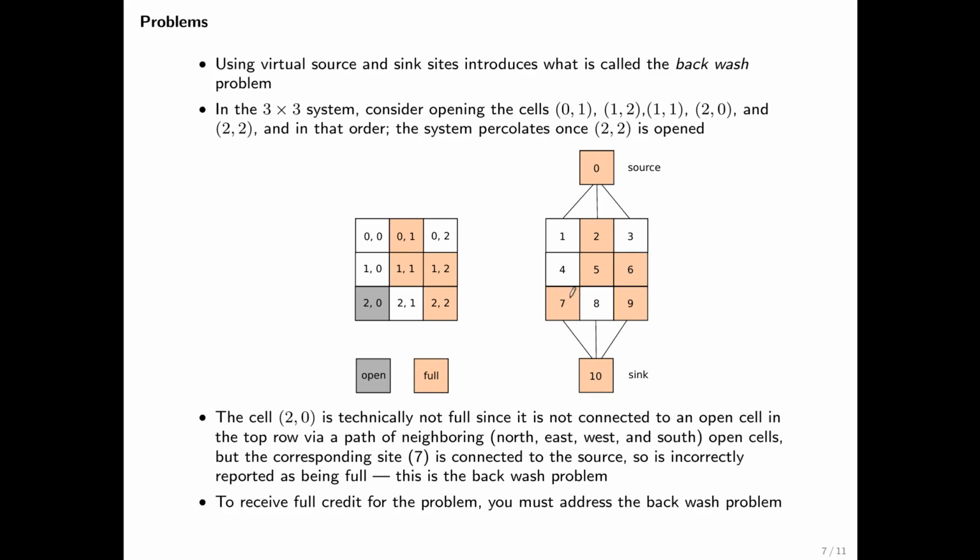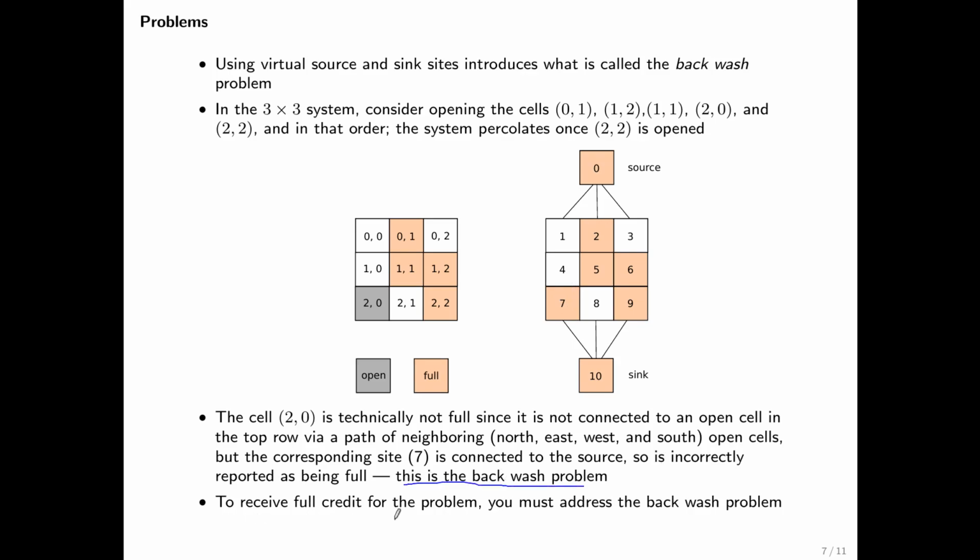Right, so this is the backwash. And that is what is mentioned here. This cell 2,0 is technically not full since it is not connected to an open cell in the top row via a path of neighboring open cells. But the corresponding site in the union find data structure is connected to the source, so it is incorrectly reported as being full, as indicated by this yellow color here. This is the backwash problem.